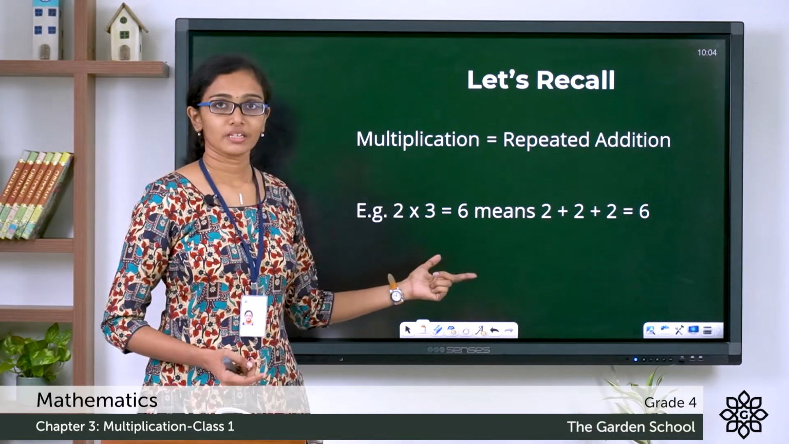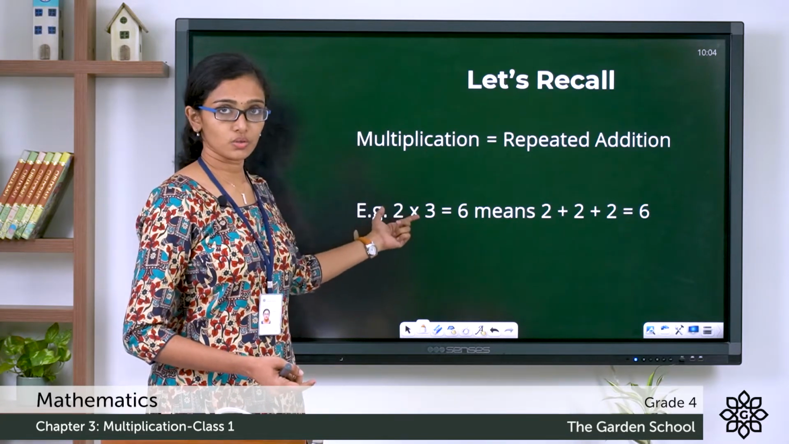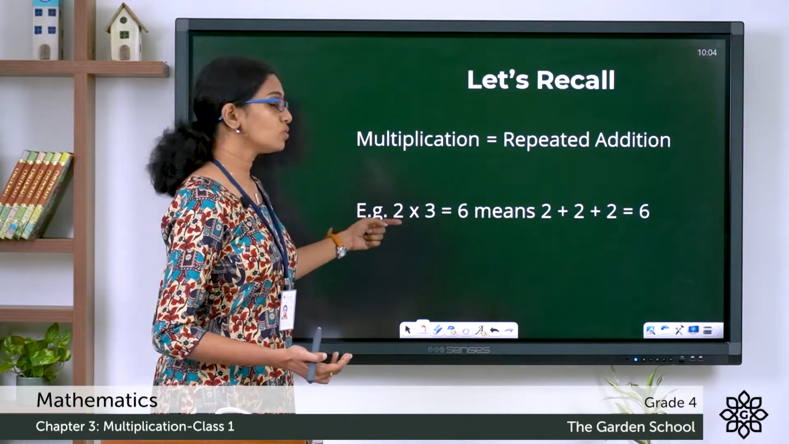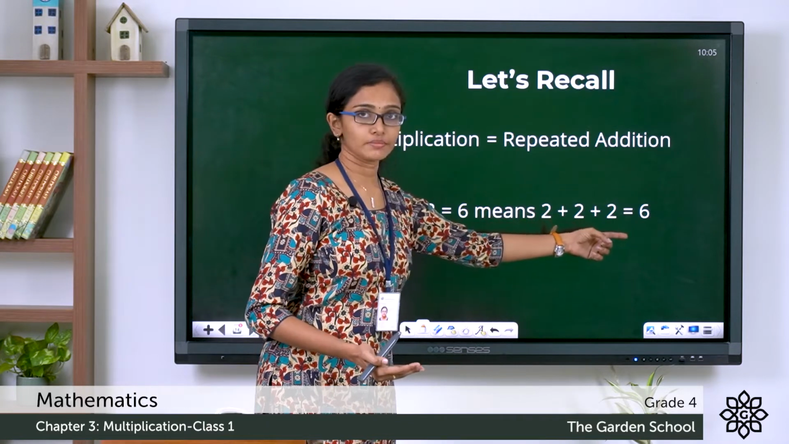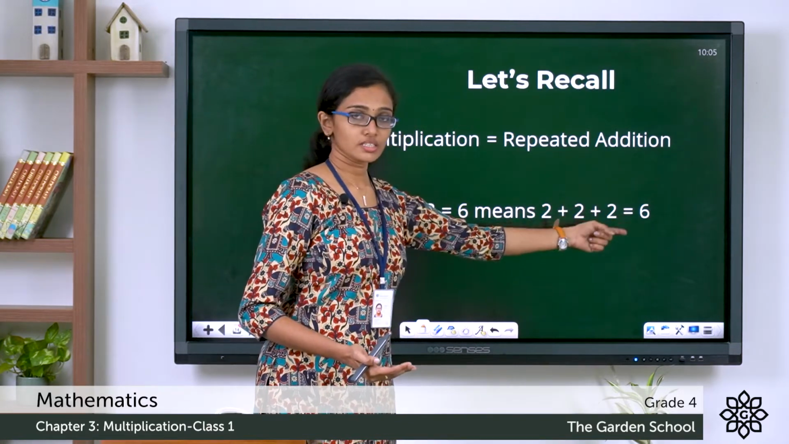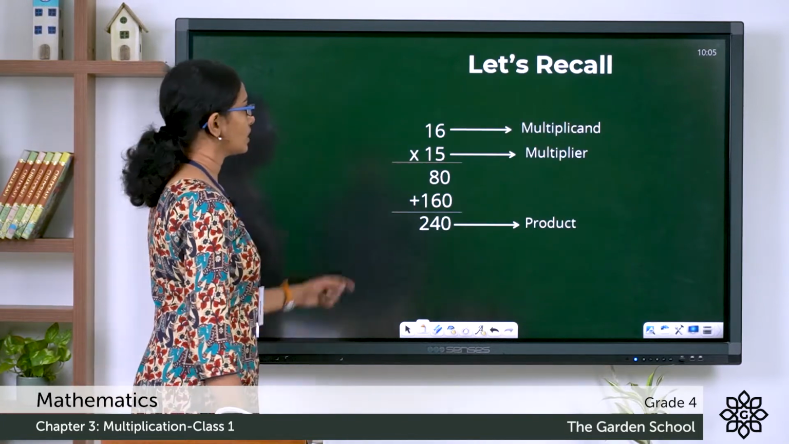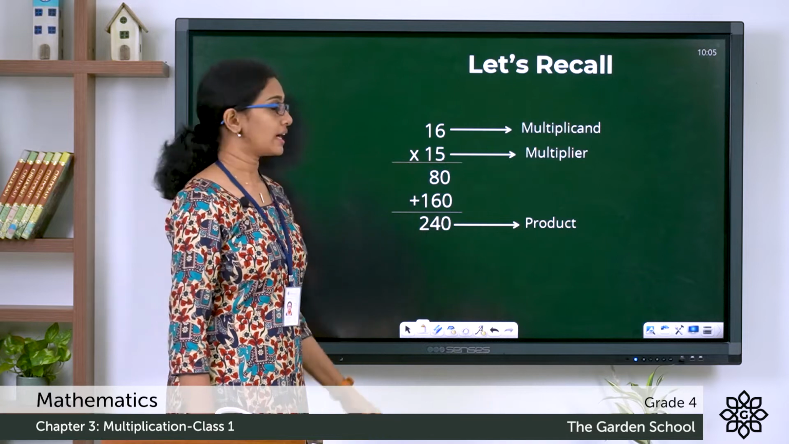Look at this example given here. Here it is 2 times 3 or 2 into 3 equal to 6. It means that the number 2 or a group of 2 each is added 3 times and the result is the digit 6. Now, here the numbers 16 and 15 are multiplied.